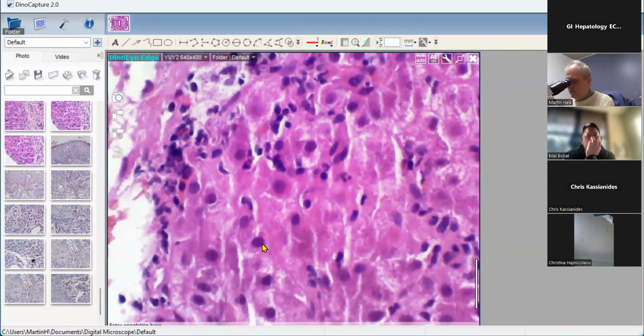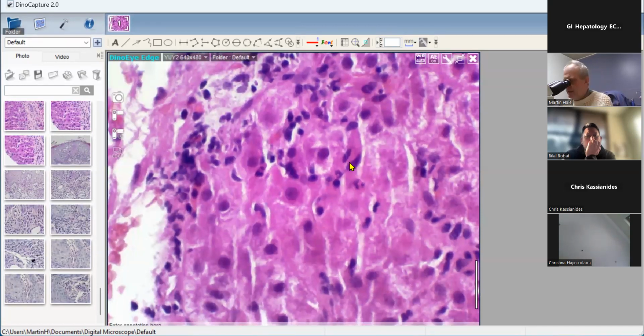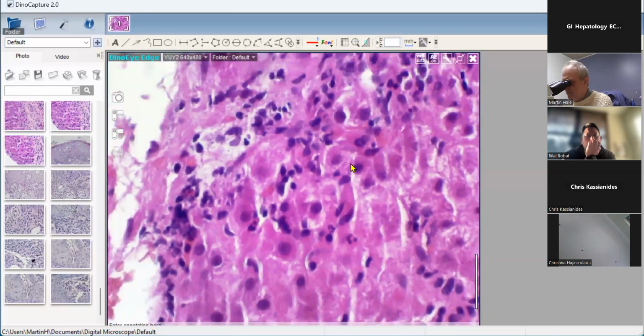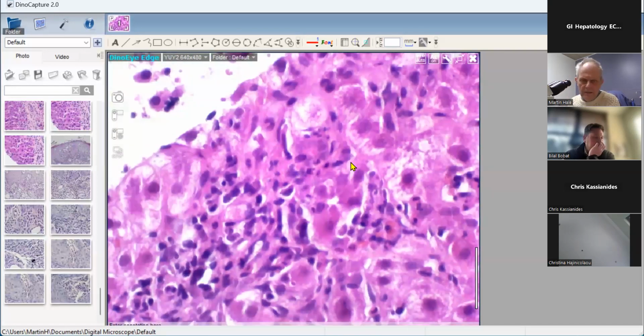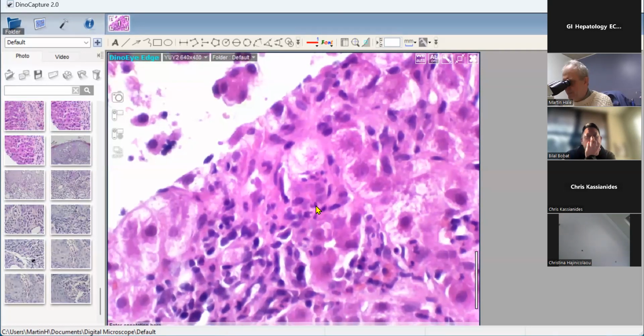But then we look at this sort of area here, and you can see that not only do we have this interface inflammatory activity with plasma cells that I've already shown you, but we also have interface inflammatory activity comprising neutrophils. And in fact, there is indeed some satellitosis of hepatocytes by neutrophils. Now, that certainly is an unusual finding with autoimmune hepatitis. And there's another good example there of satellitosis by neutrophils of that hepatocyte.